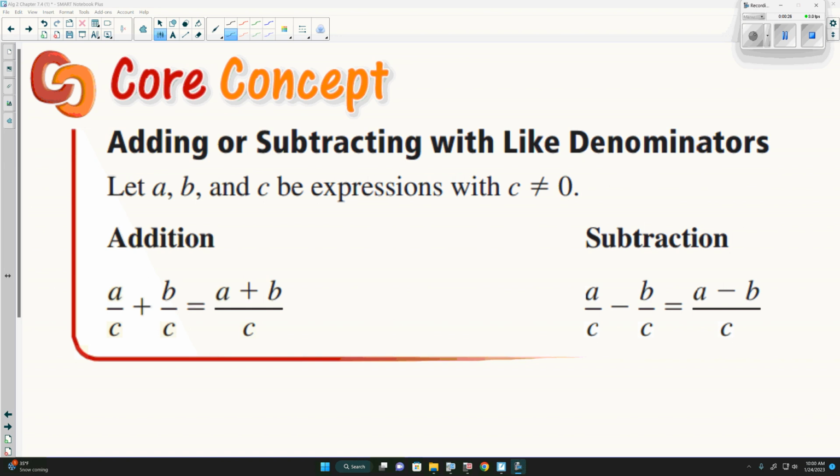Now, what we're talking about today is addition and subtraction. So what we're talking about is adding and subtracting rational expressions. To be able to add or subtract rational expressions, we need the denominators to be the same. If the denominators are the same, we add or subtract the numerators. And that's it.